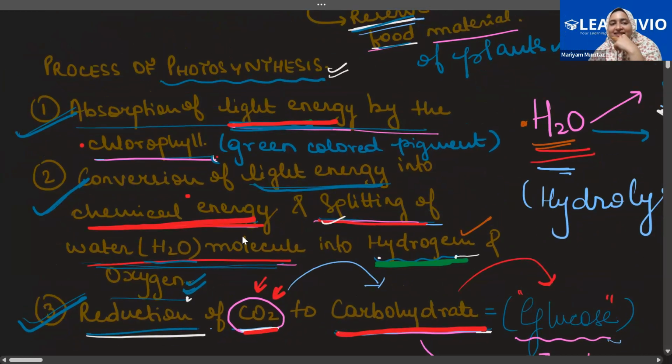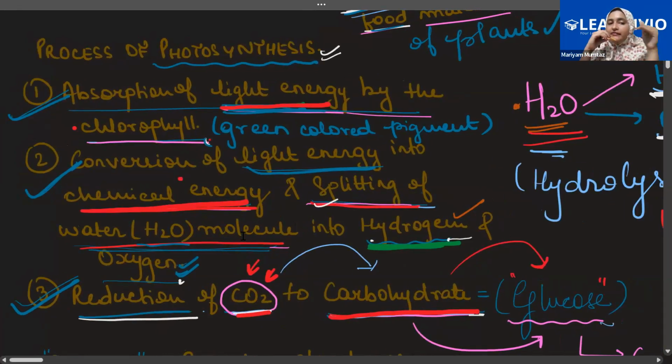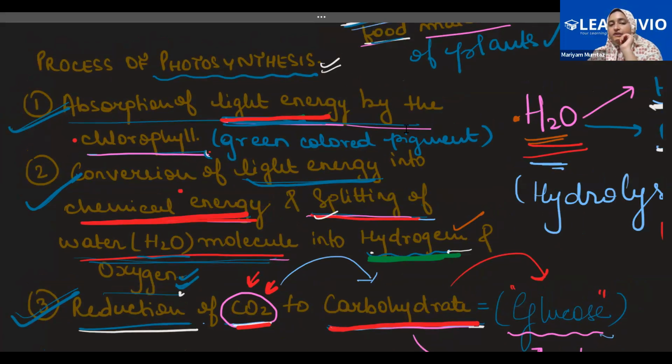Now, talking about the process of photosynthesis. It has been broadly divided into 3 stages or 3 steps. This is the sequence. The initiation starts with absorption of light energy by the chlorophyll molecule, the green colored pigment of the plant. Then this light energy gets converted into chemical energy, and simultaneously, the water molecule is splitting to give us hydrogen and oxygen.